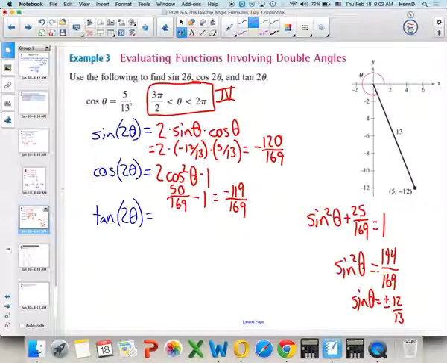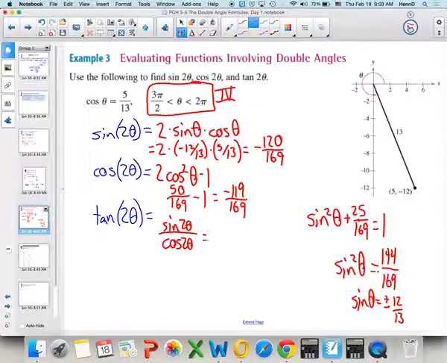Okay. Now, tangent of 2 theta. We have a couple of options here. What do you think the easiest option would be? Sine over cosine. Yeah, we already did the hard part here using our formulas, right? Tangent is sine over cosine. So tangent of 2 theta is sine of 2 theta over cosine of 2 theta.